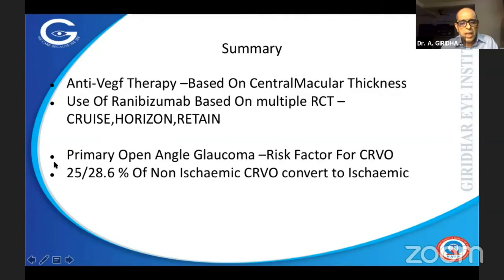Why I highlighted this case is the importance of understanding the existence of primary open-angle glaucoma as another risk factor for central retinal vein occlusion. And it's very important for us to examine the fellow eye to look for any evidence of undetected glaucoma. This is very important because many years ago, we presented a paper in the All India Ophthalmological Society where we reported a significant incidence of undetected POAG, especially normal tension glaucoma, in patients with central retinal vein occlusion.